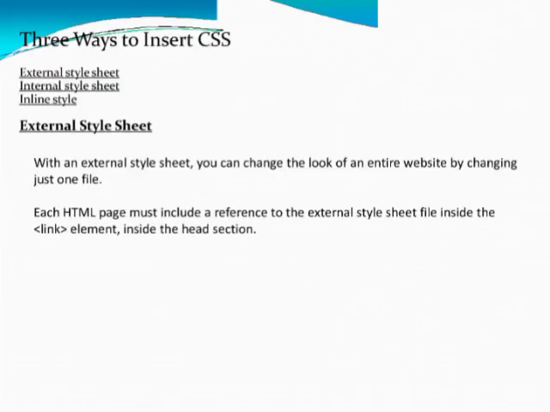There are three ways to insert cascading style sheet, that is external style sheet, internal style sheet and inline style sheet. First we are going to discuss external style sheet. With an external style sheet, you can change the look of an entire website by changing just one file.